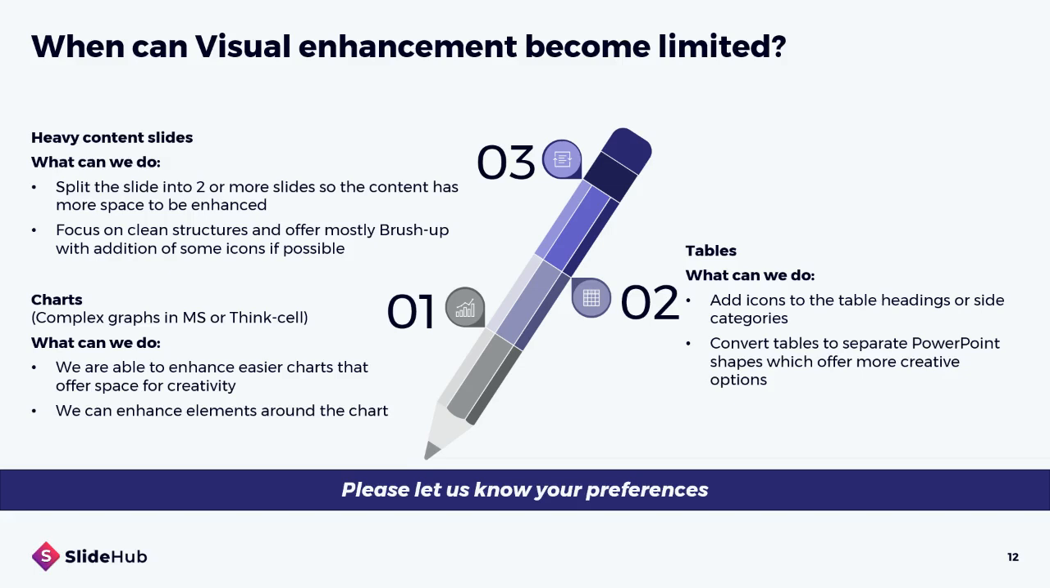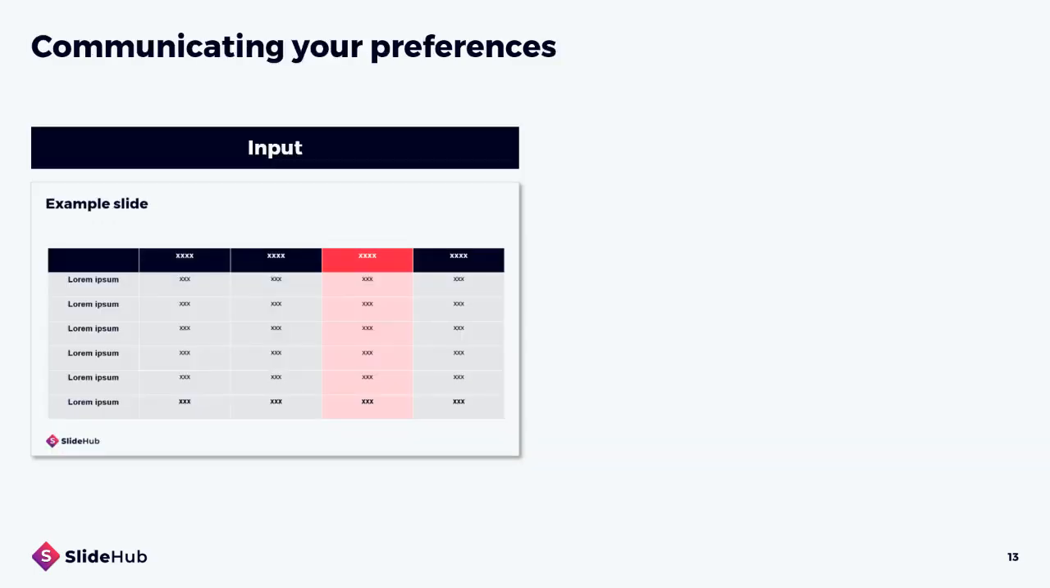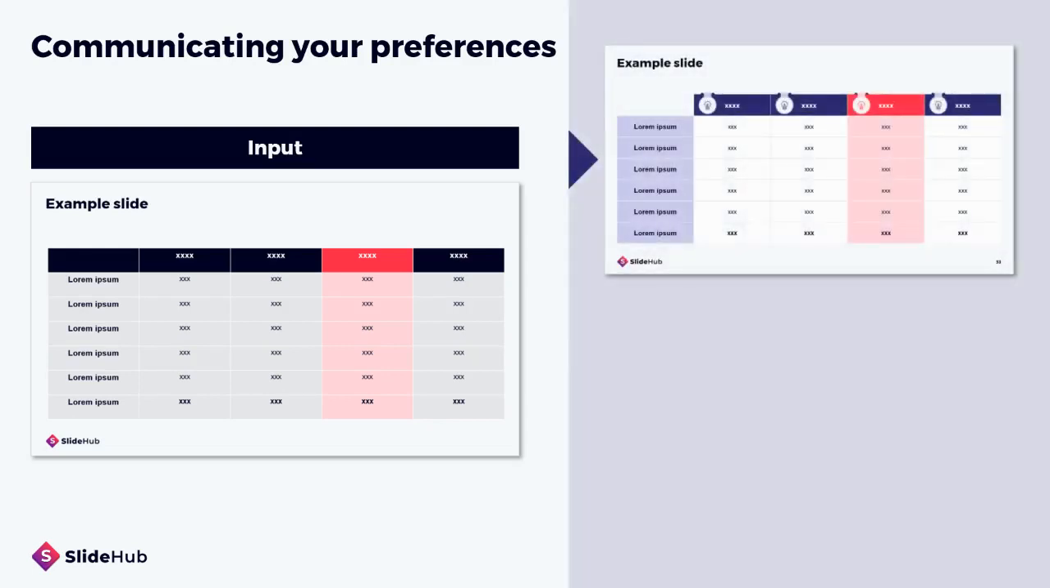become even more crowded. In here, we have last example of how to communicate your preferences and how they can impact the result you will receive. In here, we have the input slide that we should visually enhance, and there is no client instruction. So as per standard, we would convert the table into client's guidelines format, and we would add some visually enhanced icons on the top. So this would be how we would treat this slide normally.